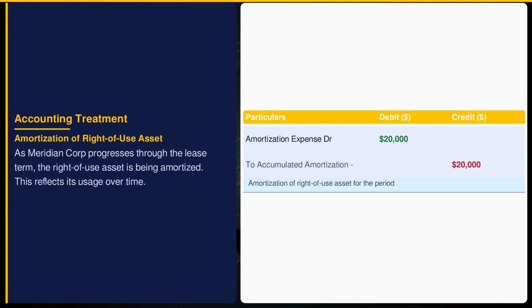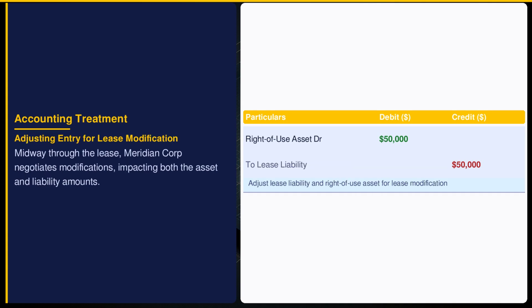Amortizing the right-of-use asset aligns with the matching principle, where lease expenses are recognized over the lease term. For Meridian Corporation, recording a $20,000 amortization ensures that the asset's value is systematically reduced, mirroring the economic benefits extracted from the warehouse usage. Lease modifications require adjustments to both the right-of-use asset and lease liability.